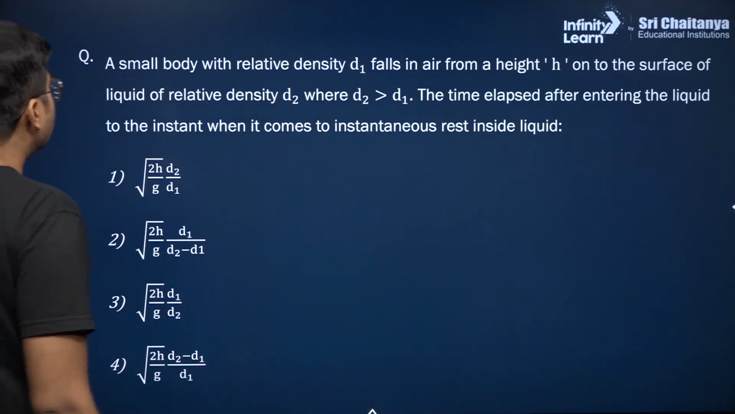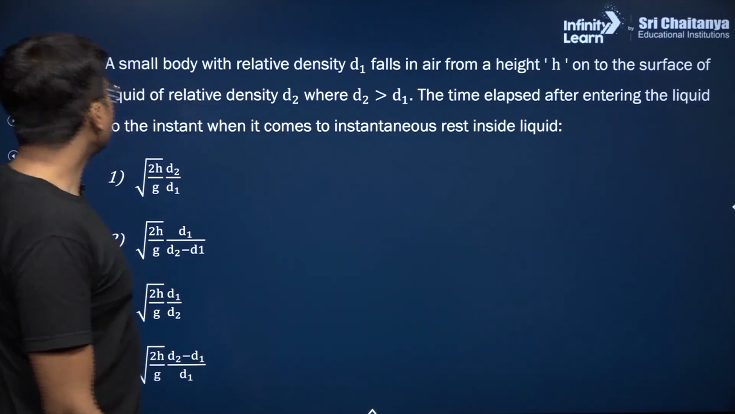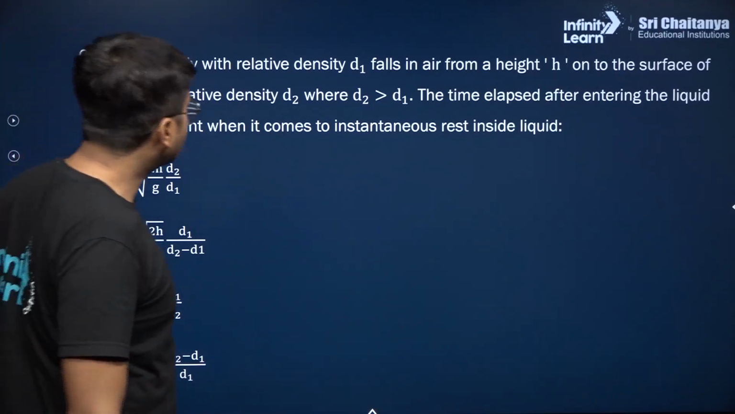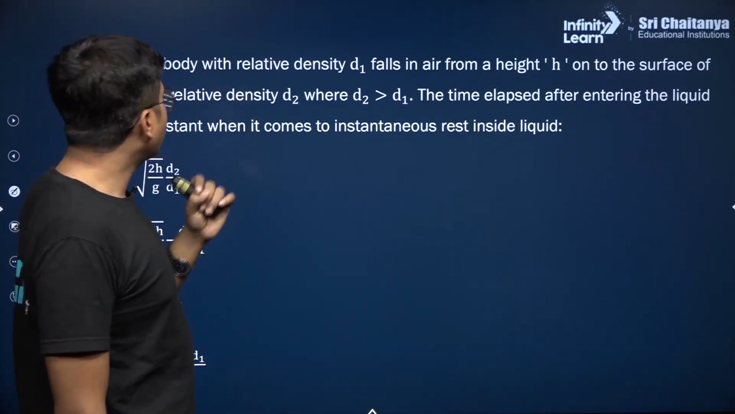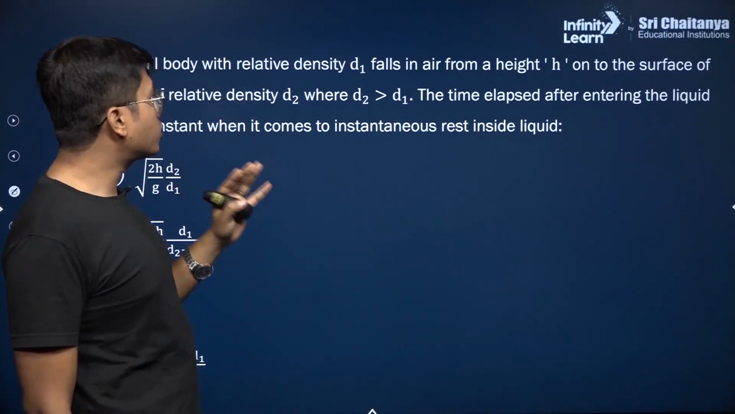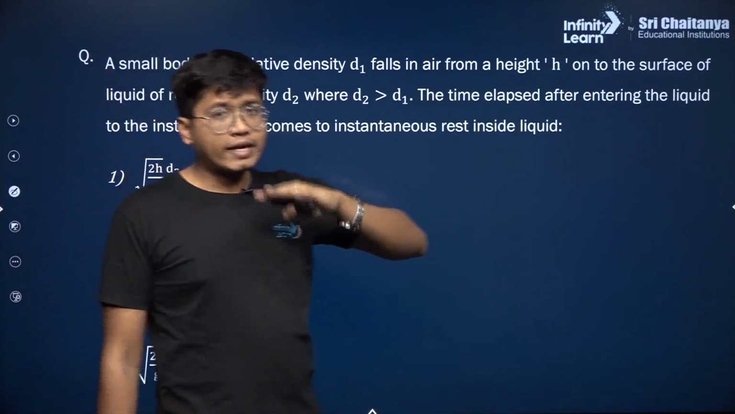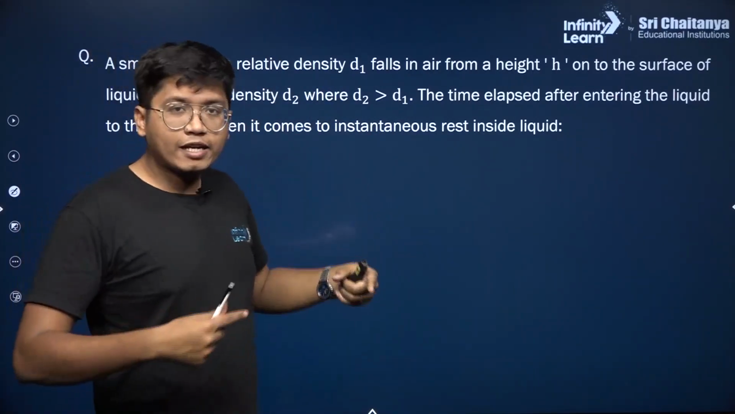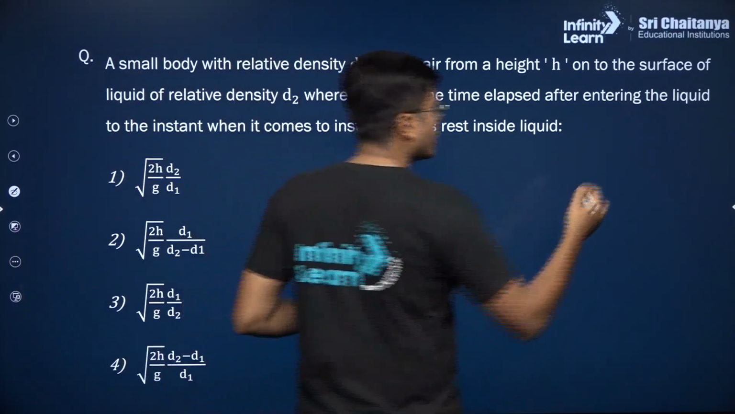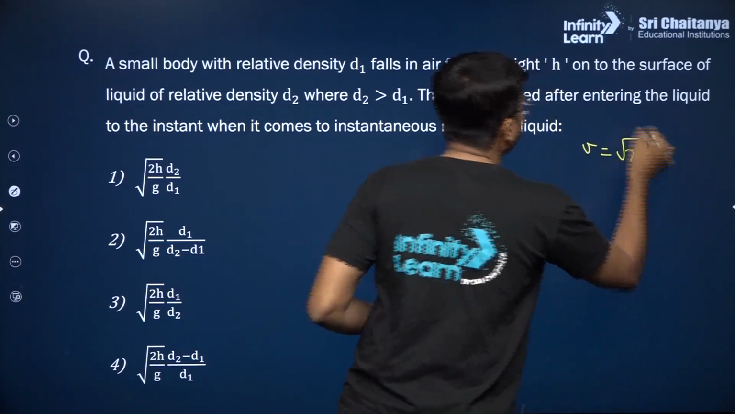Next question, a small body with relative density d1 falls in air from a height h onto the surface of liquid of relative density d2, where d2 is greater than d1. The time elapsed after entering the liquid to the instant when it comes to instantaneous rest within the liquid. So first up, before it enters the liquid, it is falling through a height h, which means the speed that it will gather up is given by v is equal to root 2gh. That is the height through which it falls.